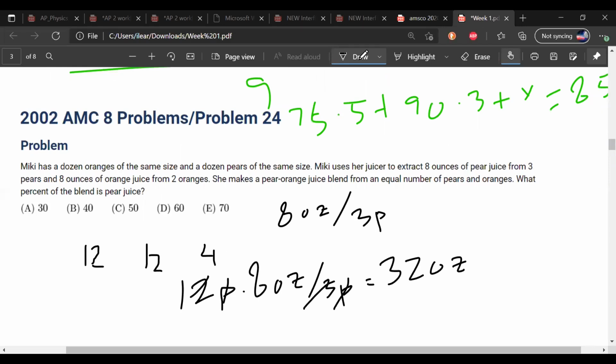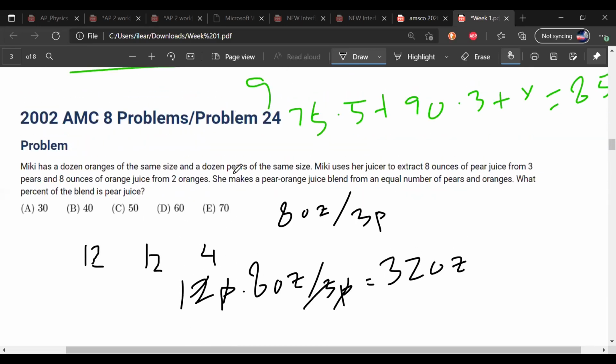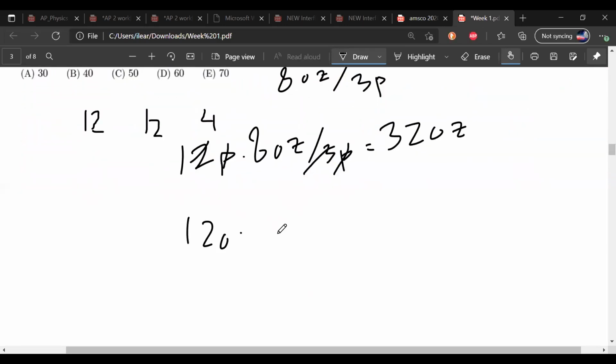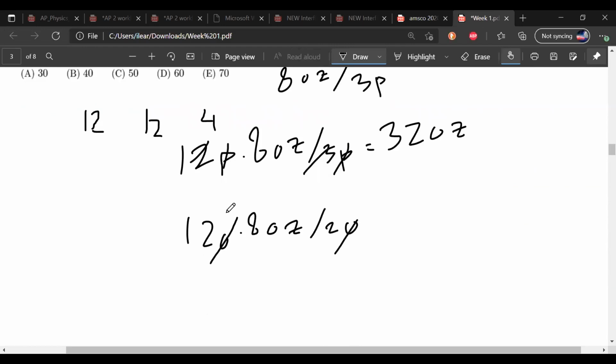And now let's look at oranges. So once again, she has 12 oranges, and for every 2 oranges, she can get 8 ounces of orange juice, not pear juice, of course. That would be pretty miraculous if you could get pear juice from oranges. So now we have 8 ounces per every 2 oranges. So once again, we can have oranges and oranges cancel out. 12 and 2 cancel out to give us 6, so we get 48 ounces.